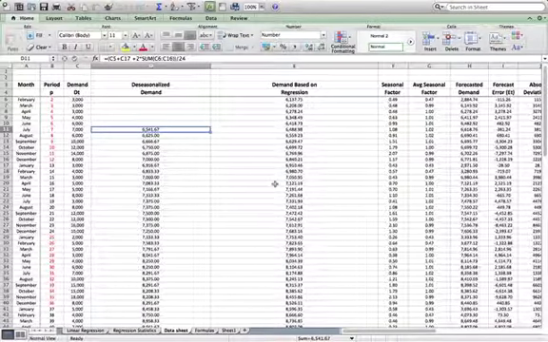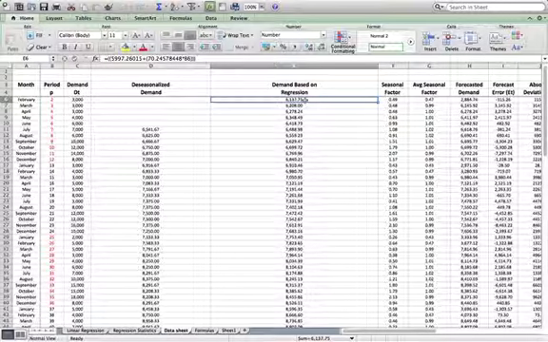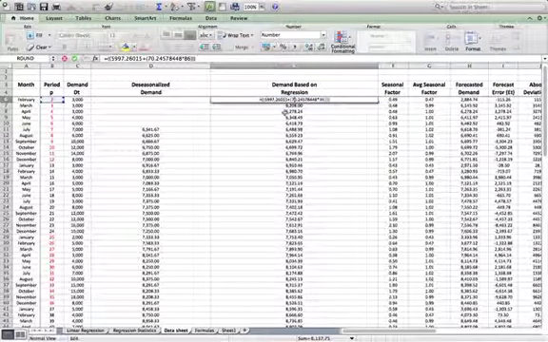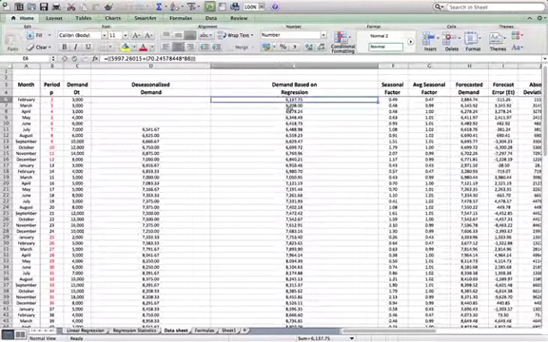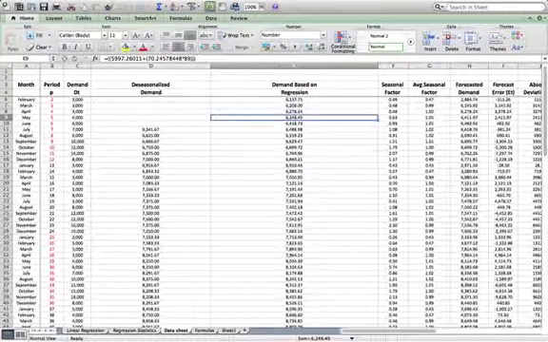With that information, you can calculate the demand based on regression. This was also the formula in the text. Basically it's just taking your intercept and adding the slope times the period. And with that, I just dragged it down and copied the formula.